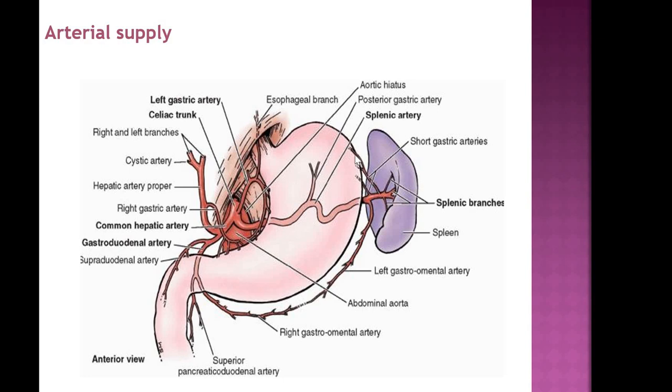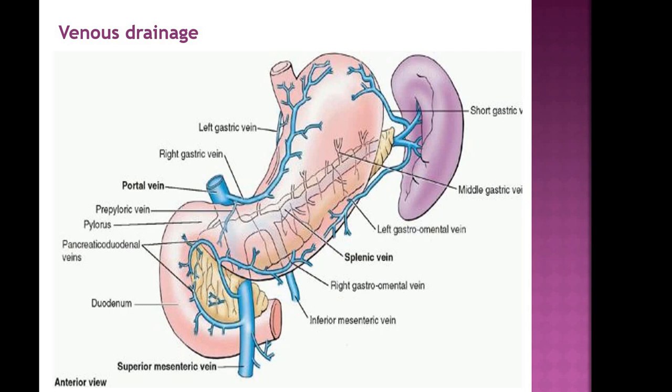There are short gastric branches which supply the fundus and body of the stomach, and there is the posterior gastric artery which also supplies the posterior aspect of the fundus and body of the stomach. Venous drainage: along the lesser curvature, the left and right gastric veins drain directly into the portal vein. The left gastroepiploic vein drains into the splenic vein, and the right gastroepiploic vein drains into the superior mesenteric vein. The short gastric veins also drain into the splenic vein.